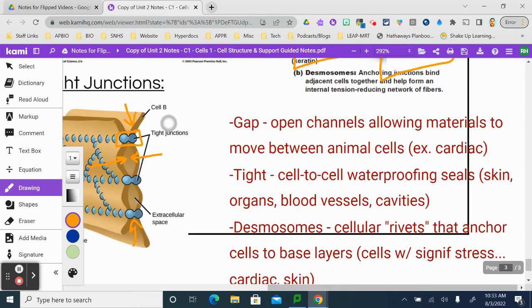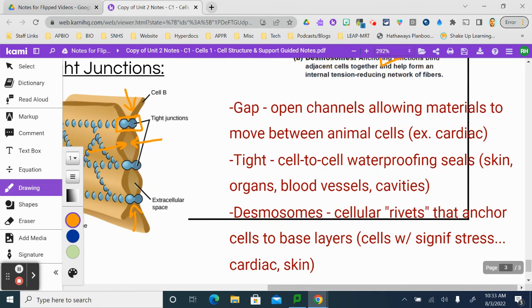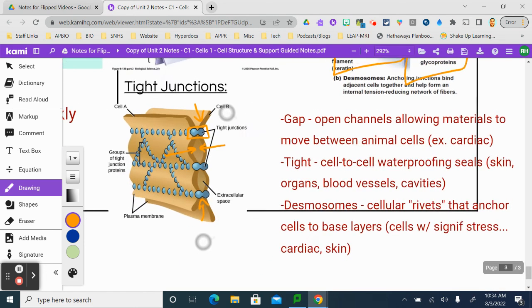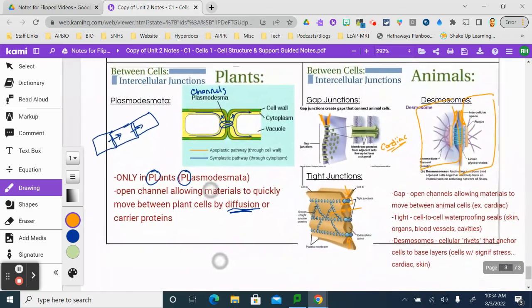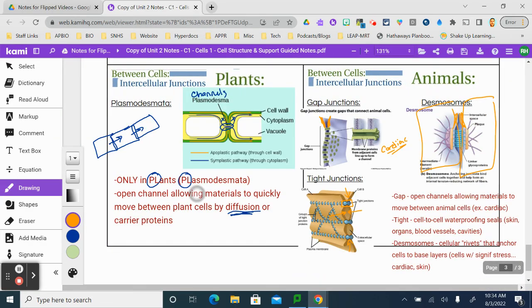So in summary, there are the functions for those different types of proteins. We got the gap junctions, which are the open channels allowing materials to move between, generally by diffusion. We've got the tight junctions, which are the cell-to-cell waterproofing, ensuring that only certain things pass in and out if they want to. So you'll see important for the skin, organs, blood vessels, cavities. And then there are the desmosomes, which are the rivets that anchor some cells to base layers where there is significant stress. And that is the end of the first part of Unit 2.